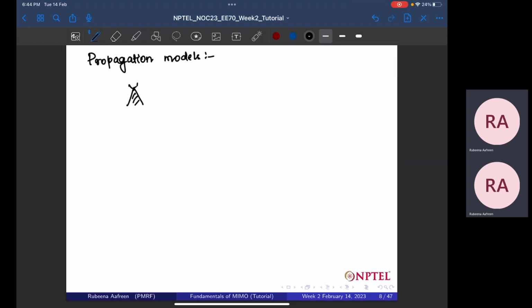Suppose we have a transmitter and we have a receiver. Here we are considering that there is no interference present, no other element present. We are considering a line of sight scenario, and the distance between the transmitter and receiver is D. The power received at the receiver is PR.